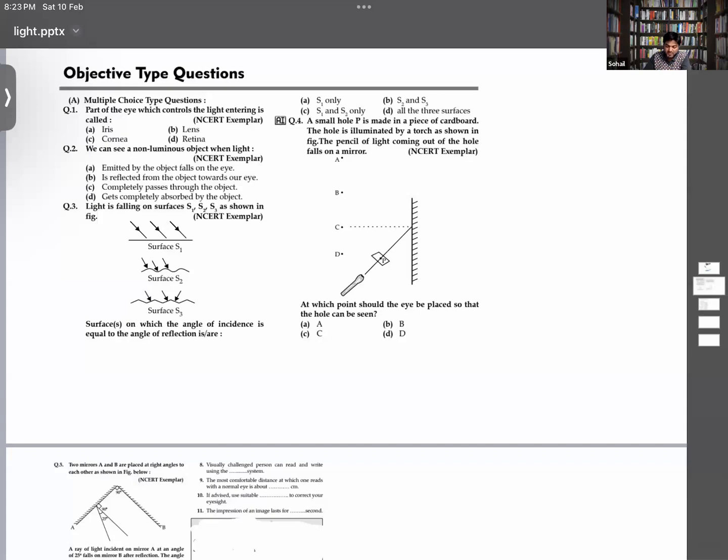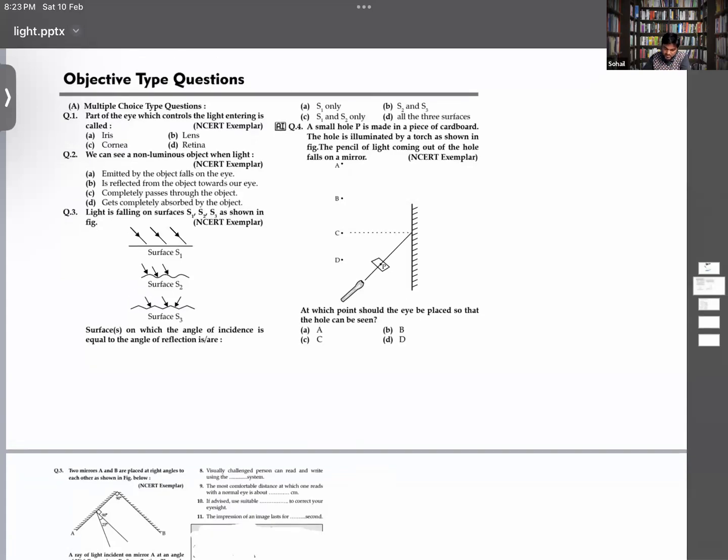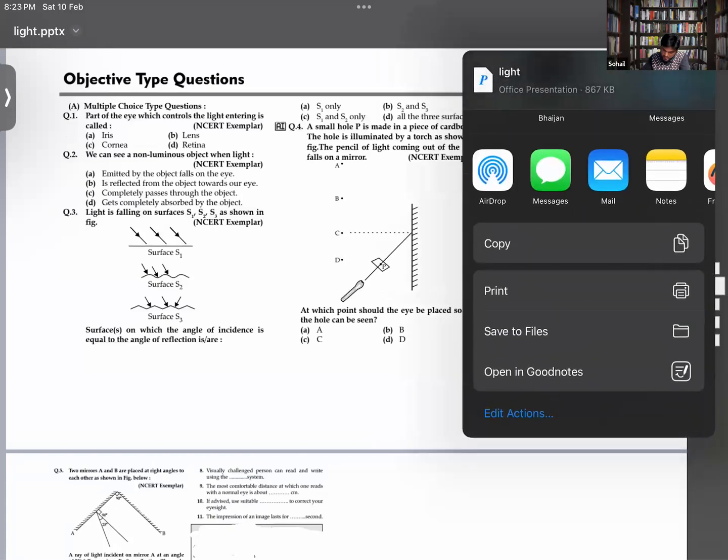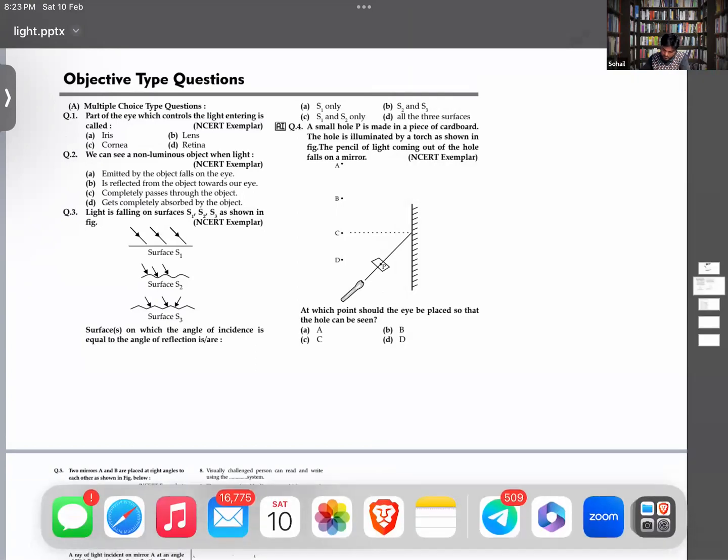See, basically, in this, will I be able to write in this one? Just 1 minute. Give me one moment. It's the lens. We are talking about question number 4. Just give me 1 minute. I'm not able to write over it. Just give me 1 minute.